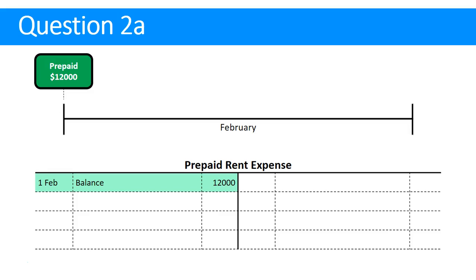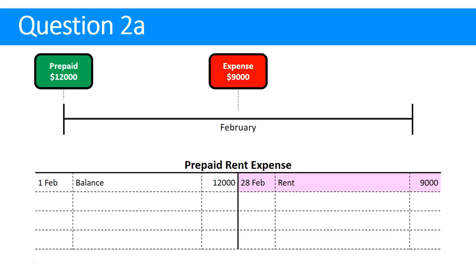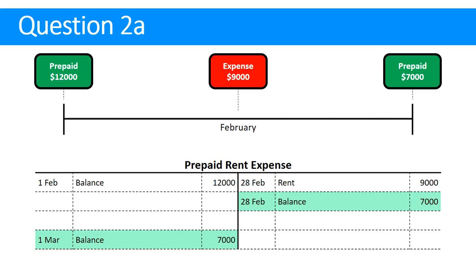So we know that there's a balance of $12,000 at the start of the month on the 1st of February. We've also been told that the expense during the month was $9,000. That would have been a credit in the prepaid rent expense account because it's decreasing, or the amount is being incurred or consumed. We've also been told that at the end of the month, the balance will be $7,000. We know that will show up on the credit side. We'd also carry that balance down on the 1st of March for $7,000.